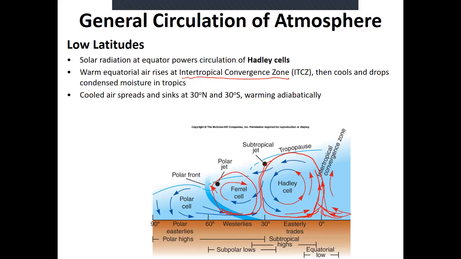And these are cells, convection cells, so the air is rotating. So this is a Ferrel cell. This is a Hadley cell, and then this is a polar cell. So there's 3 convection cells in each hemisphere, northern and southern hemisphere.